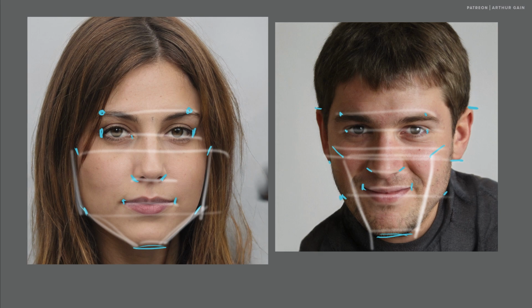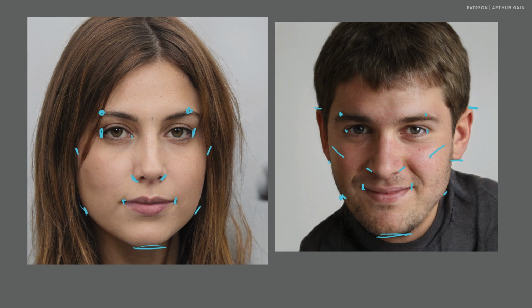Because these photos show how difficult it can be to draw or paint from such poor reference. By the way, these people don't exist. They are generated by a neural network.